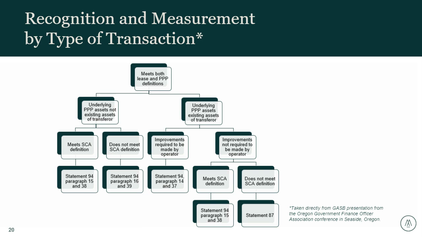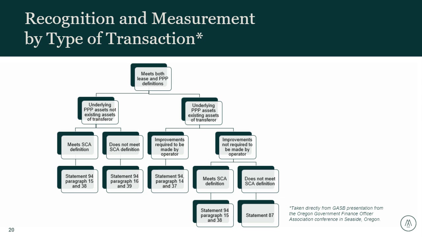Let's go over the SCA criteria quickly. There are four key points that need to be met in order to meet the definition of an SCA. First off, the transferor is conveying the right to provide public services through the use and operation of an underlying PPP asset in exchange for significant consideration, such as an upfront payment, installment payments, a new facility, or improvements to an existing facility.